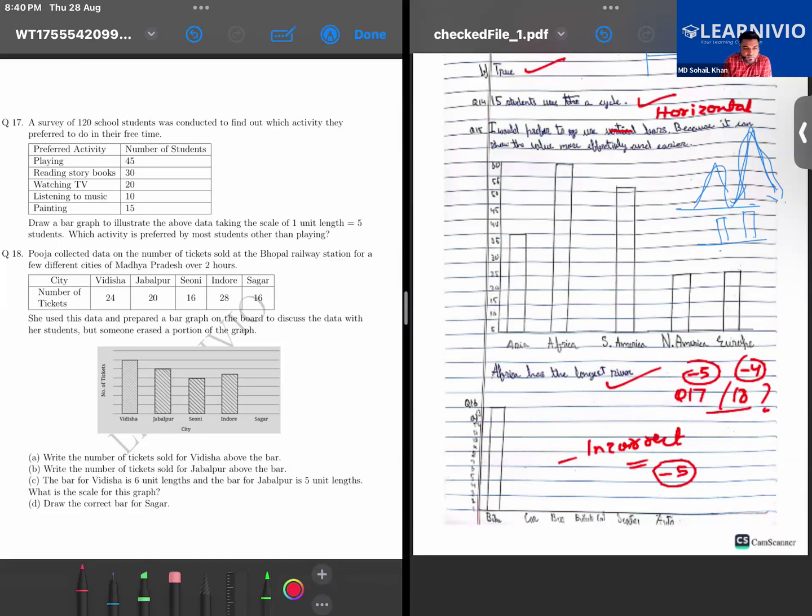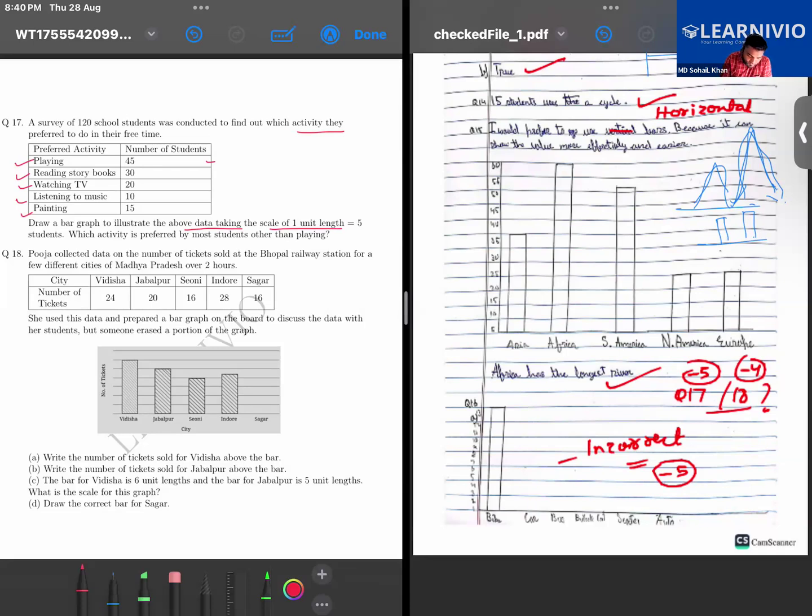Yes, I can. Good. So a survey of 120 students was conducted to find out which activity they preferred to do in their free time. And these were the different activities: playing, reading study books, and so on, and these were the number of students. So you had to draw a bar graph to illustrate the above data by taking the scale of 1 unit length as 5 students.